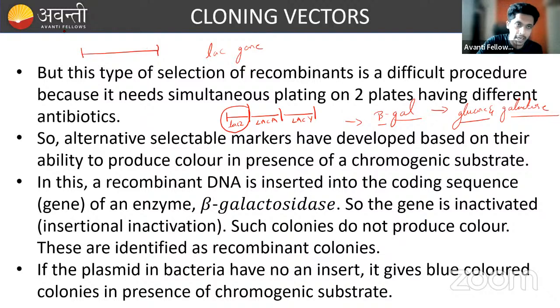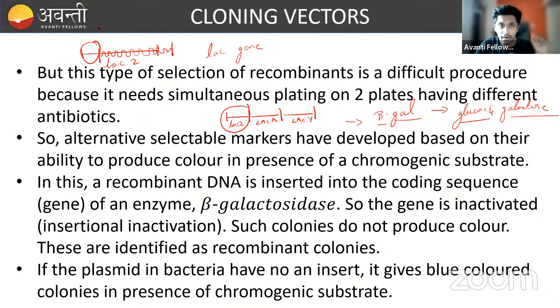Now, let us say that I have chosen the lacZ gene as my marker. That means I have to put my gene of interest at the position of the lacZ gene. During this process, what happens? Assume that my gene of interest occupies from this position to this position. Then a small portion of your lacZ gene is left out.